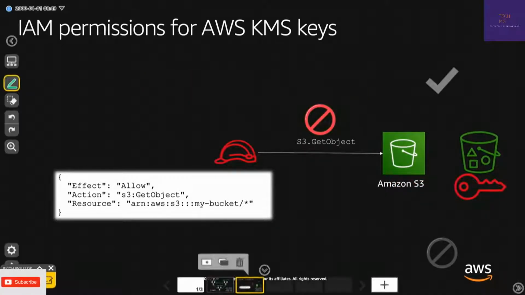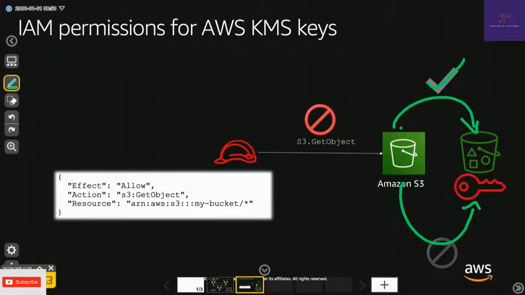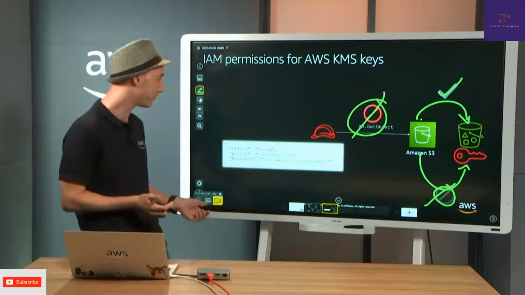Well, it turns out it's not, and here's why. This policy only allows me to get objects out of S3. So that means that the S3 service is going to be able to pull objects out of the bucket, no problem. But it's not going to be able to use the KMS to decrypt the contents of that object. So that part's just not going to work, which means, of course, that the whole call isn't going to work.